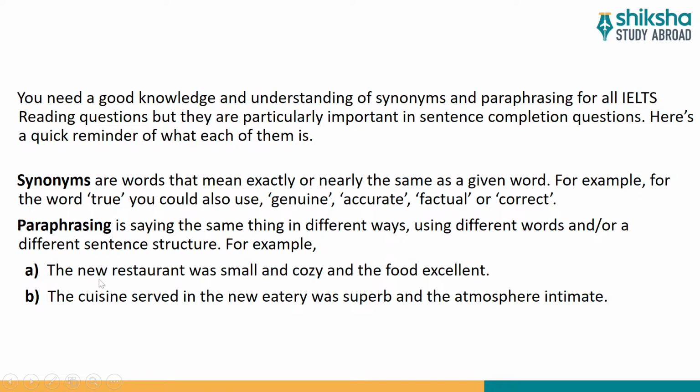The A sentence says, the new restaurant was small and cozy and the food excellent. Then the B one is, the cuisine served in the new eatery was superb and the atmosphere intimate. So we know that the same thing is being talked about in option B as well, but definitely there have been a lot of changes in the words and phrases.